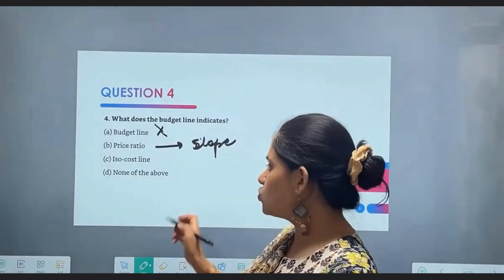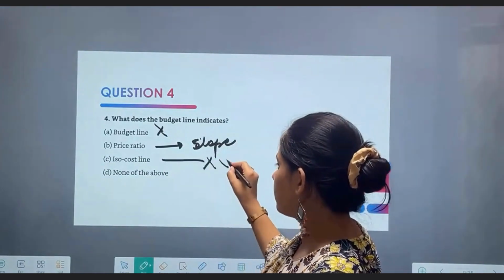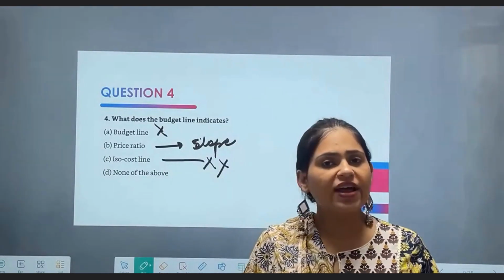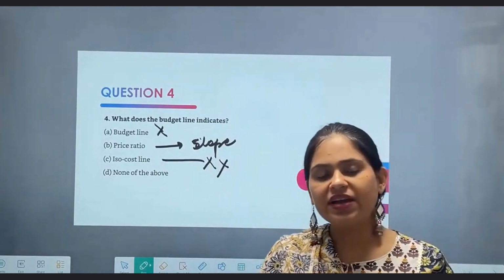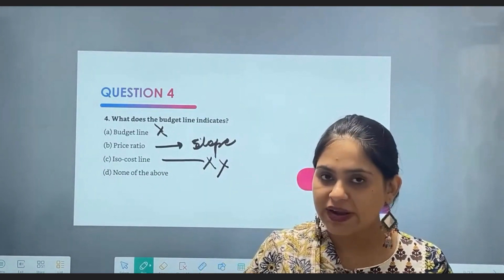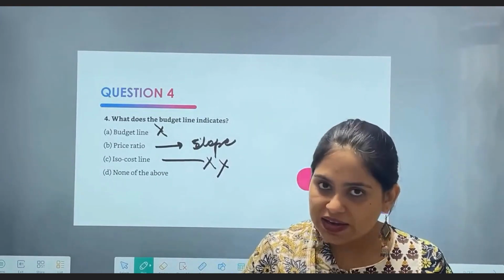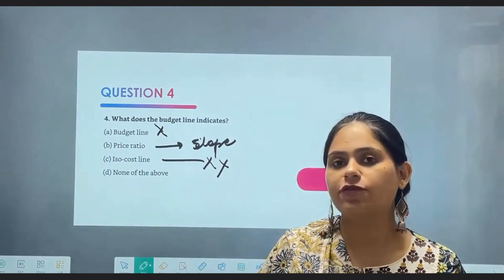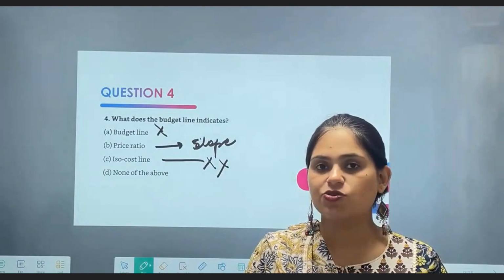Does it give me the isocost line? No. So the budget line just tells me the rate at which I will be substituting one good for another. It is the market rate at which you substitute one good for another. That is what the budget line tells you.